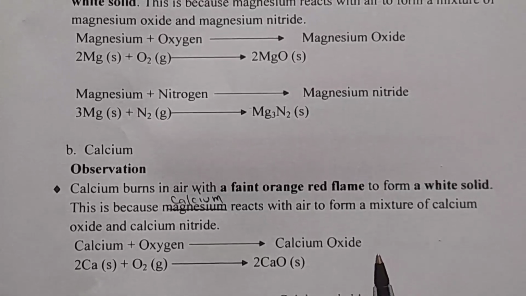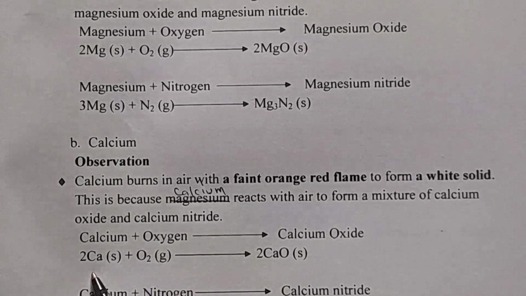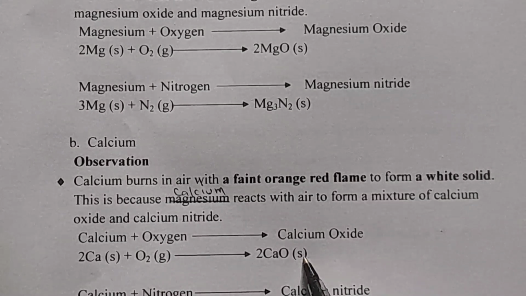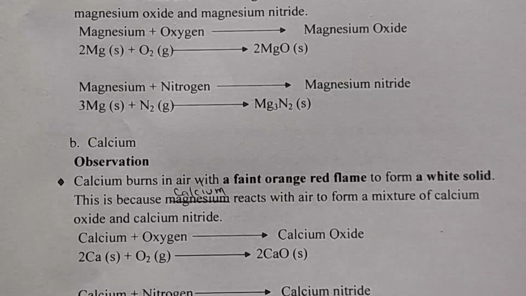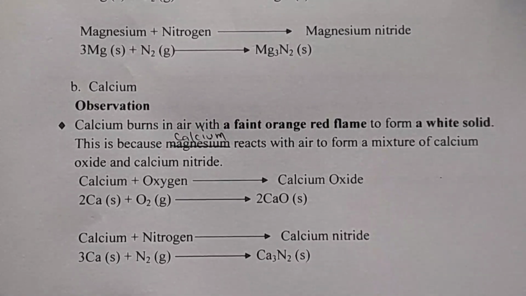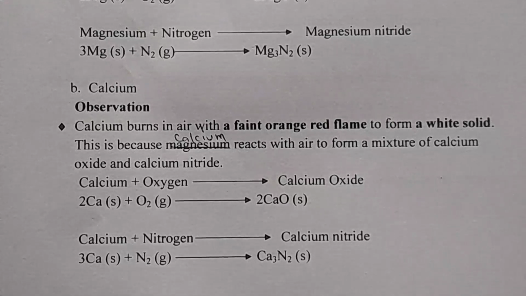The reaction for the formation of the white solid is 2 Ca solid reacting with 1 O2 gas, giving us 2 CaO, which is solid. Here we have 3 Ca solid reacting with 1 N2 gas, giving us 1 Ca3N2, which is also a solid.